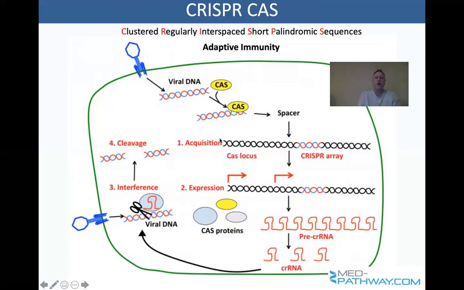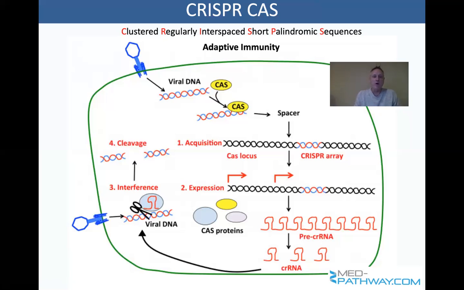So the host has acquired foreign DNA, purposely inserts it into a locus, and then you can express it and make pre-CRISPR RNAs, like a messenger RNA so to speak, but it doesn't translate into protein, so it's a sterile transcript. And then you can cleave them. The second time, if there's another viral invader injecting its DNA, this CRISPR RNA, guided by the Cas proteins, will recognize it through this RNA sequence and cleave and cut the DNA and hopefully eliminate the virus.